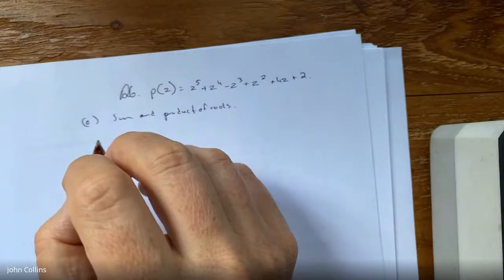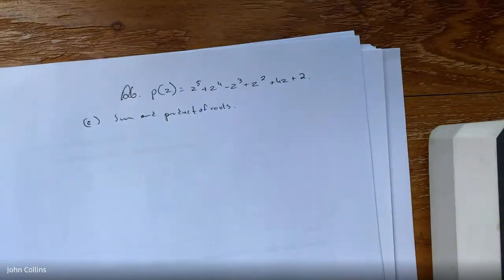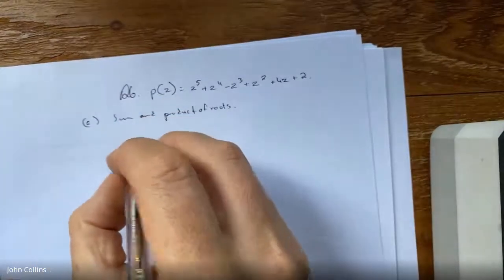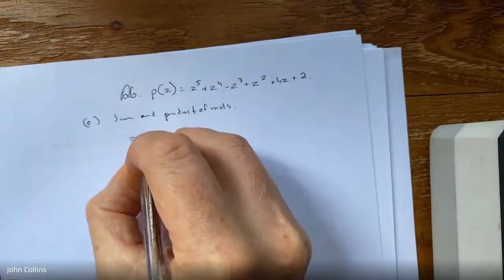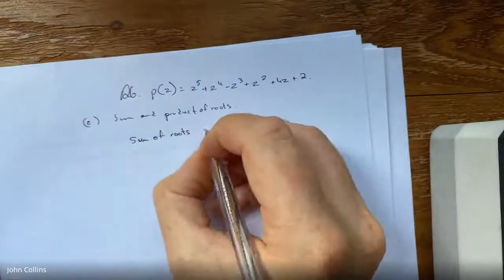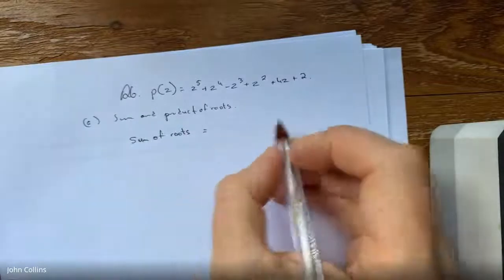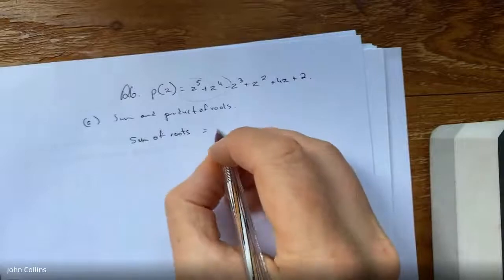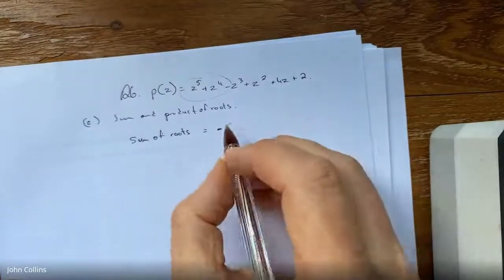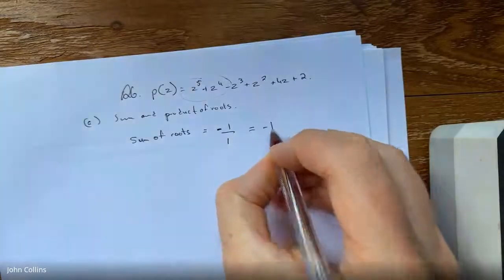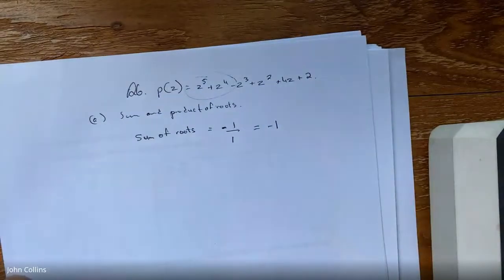So the sum of the roots will be, well, what would be the sum of the roots? Well, it's got to do with the first two coefficients. Hopefully we know that. So minus 1 over 1. Well, that'd be minus 1. Okay, so that's the sum of the roots.